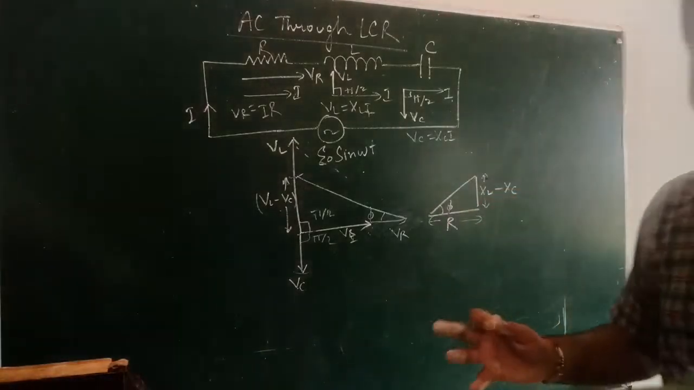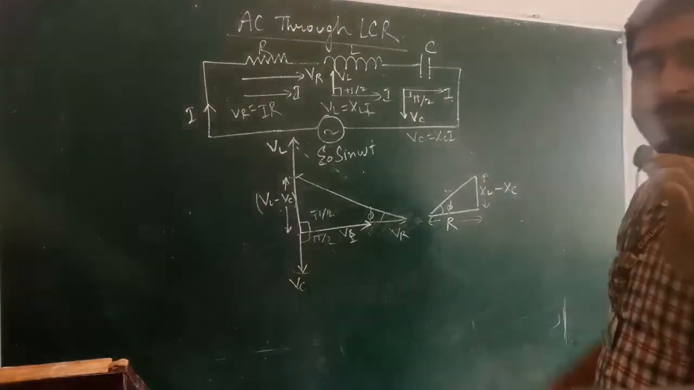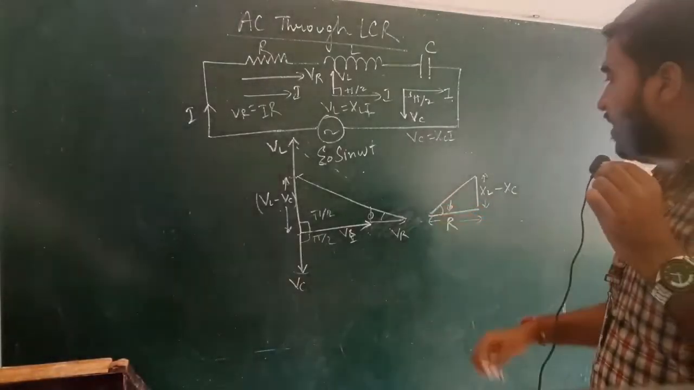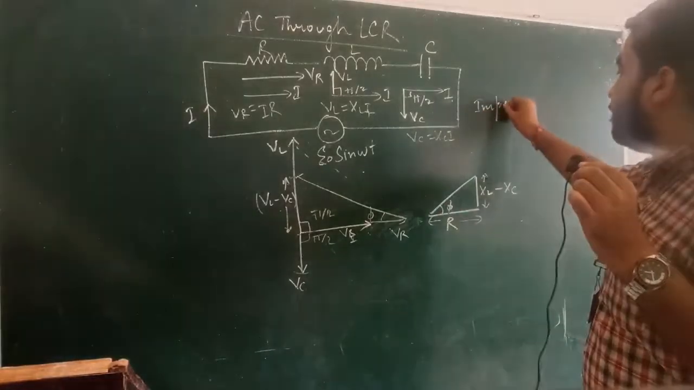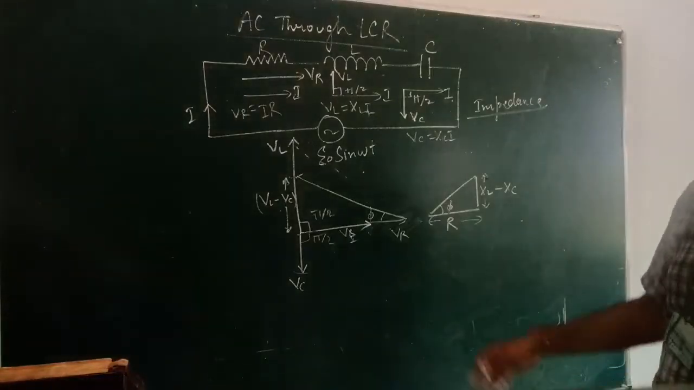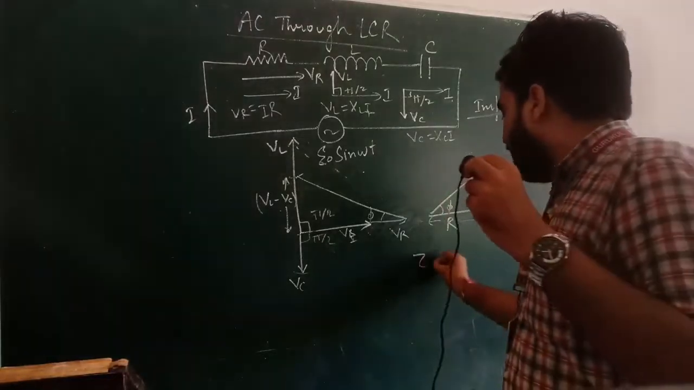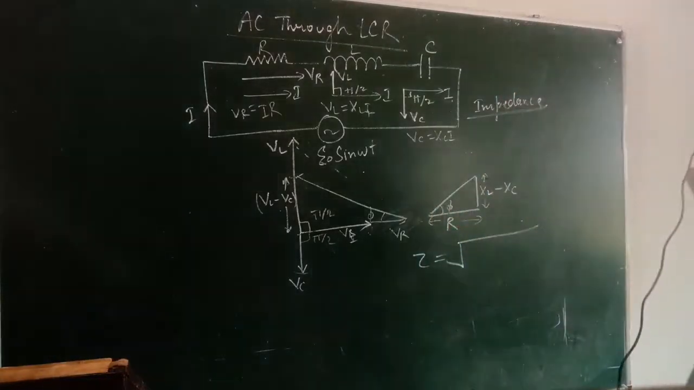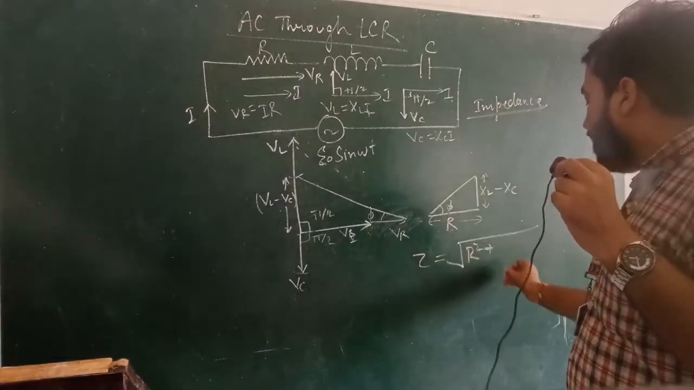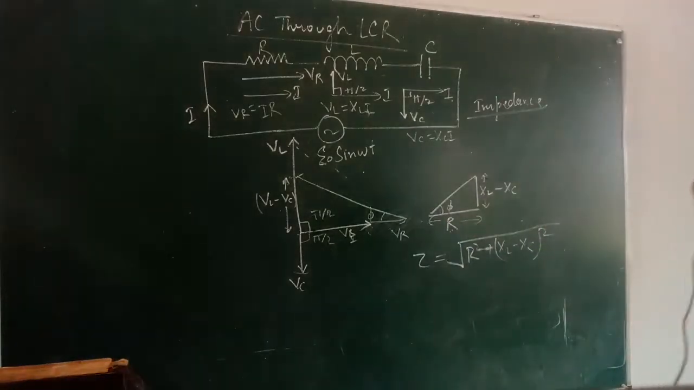Now what is the net resultant of this overall circuit? This hypotenuse represents the net resultant of this circuit, denoted by Z, and that is known as impedance. The overall resistance offered by the series LCR circuit is known as impedance. What will be the value of impedance? Z is very easy to calculate. If you apply the Pythagoras theorem, it will be equal to under root R square plus XL minus XC whole square. This will be the value of impedance.